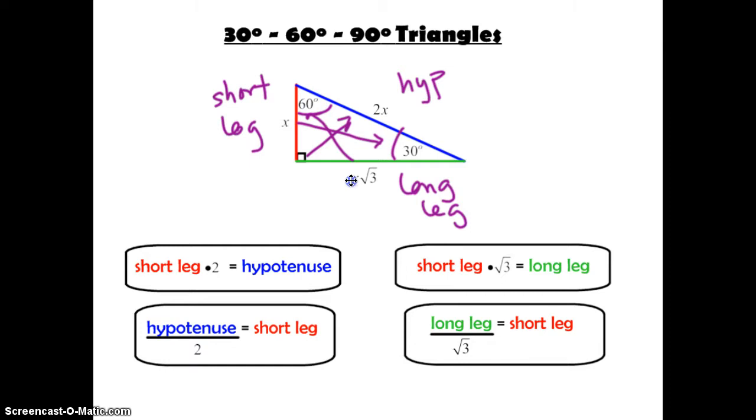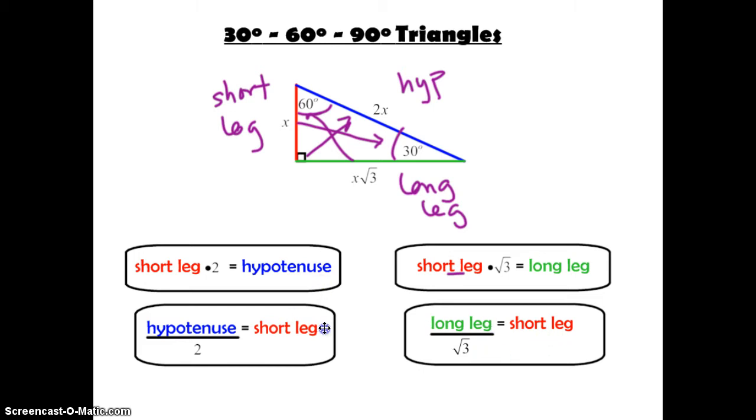Now if we want to talk about the long leg, again, we have to go from the short leg. The short leg to the long leg, you have to multiply by square root of 3. So the short leg times the square root of 3 gives you the long leg. Now if we go backwards, from the long leg to the short leg, again, the inverse operation, long leg divided by the square root of 3 will give us the short leg.